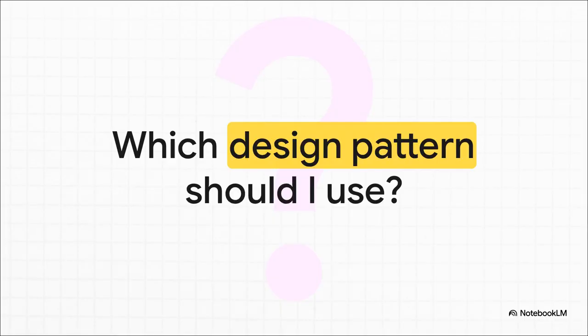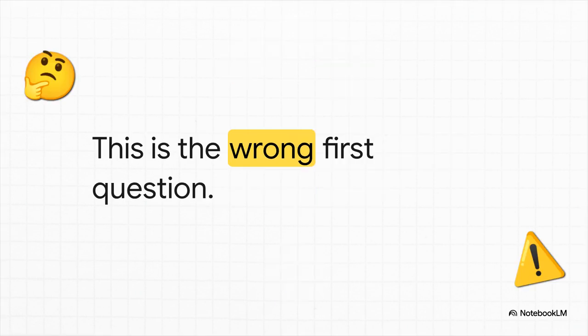We have all been here. You're staring at some really tricky code, a complicated mess of objects talking to each other, and that little voice in your head says, hey, there's got to be a pattern for this, right? Which one is it? It feels like the most logical question in the world. But, and this is the big but, it's not. In fact, starting with that question is probably the single biggest mistake you can make.